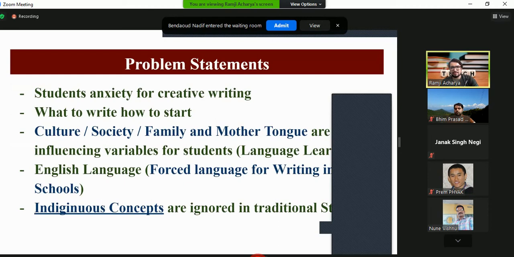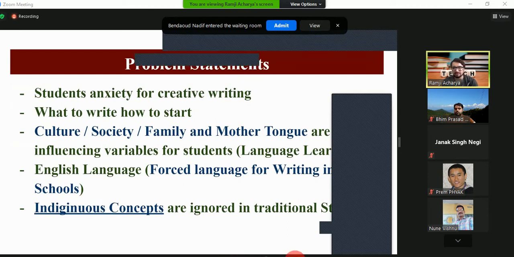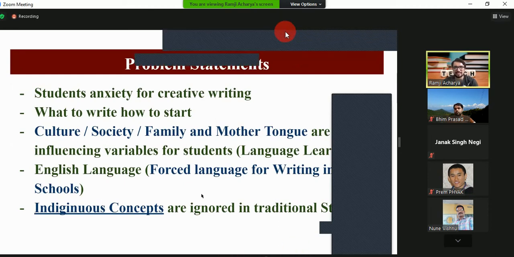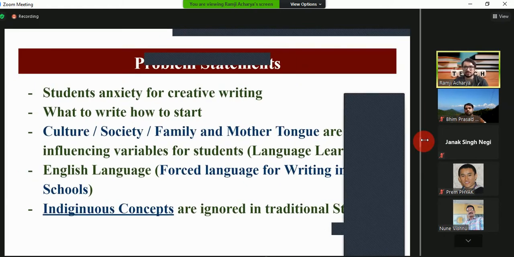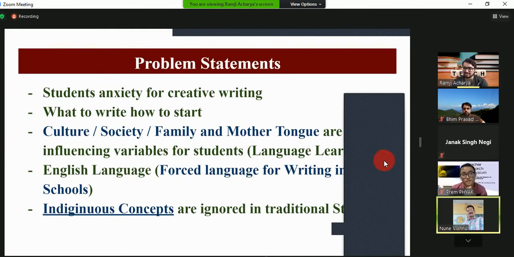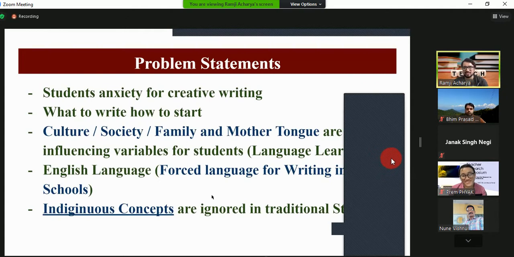The problem I faced before I designed this project is students' anxiety for creative writing. Whenever we ask a student to write something, we just ask a question and tell them to write a paragraph, essay, story. And what they do, they always write the story that they have been hearing since they were in nursery. And this is their end idea. What to do, what needs to be done, what to write and how to start.